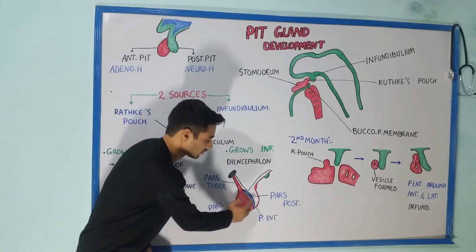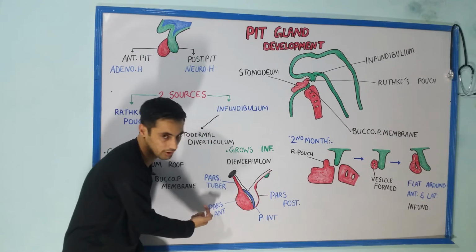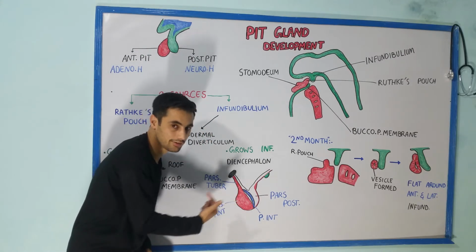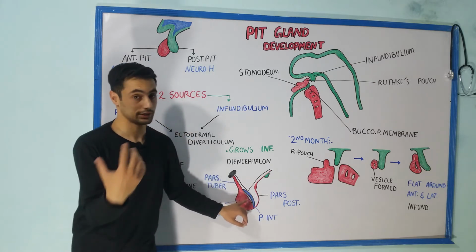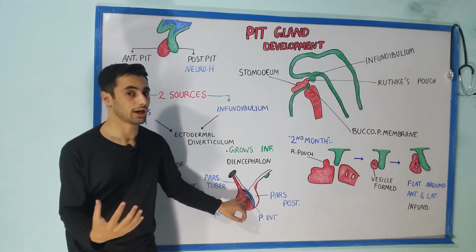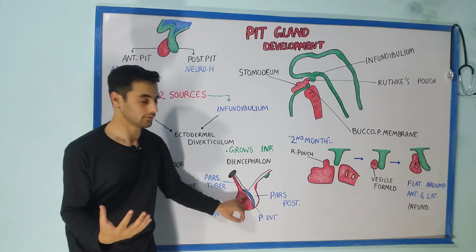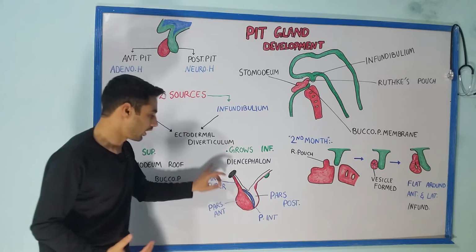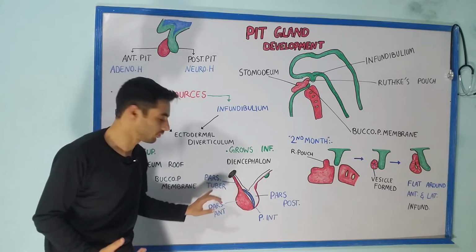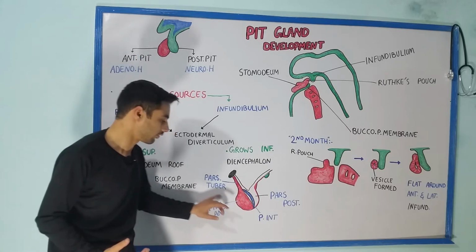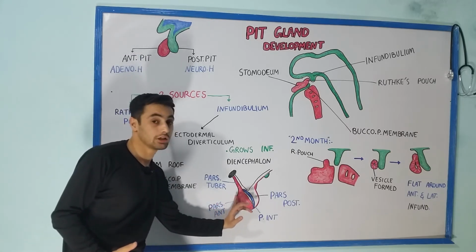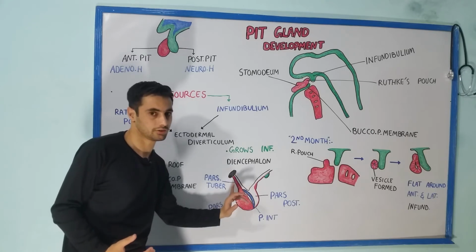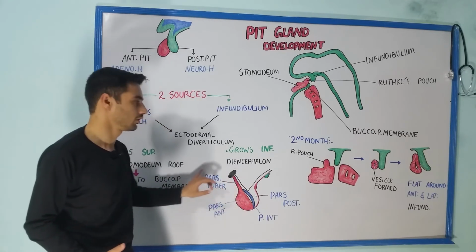Some of the cells of the pars posterior will migrate towards the pars anterior and a space or a cleft is left, which is known as the embryonic cleft. Now, the pars tuberalis develops as a result of the cells of the pars anterior migrating up on the pituitary stalk to form the pars tuberalis.